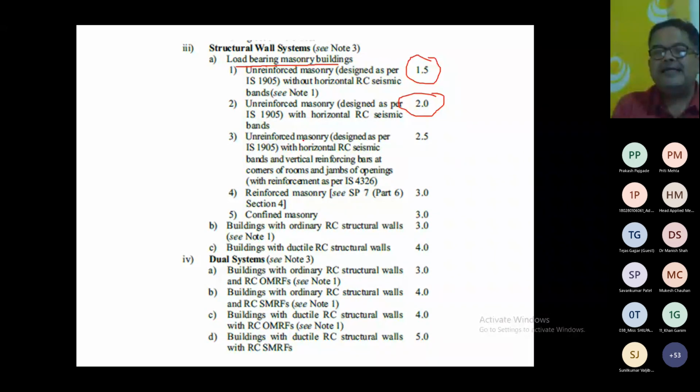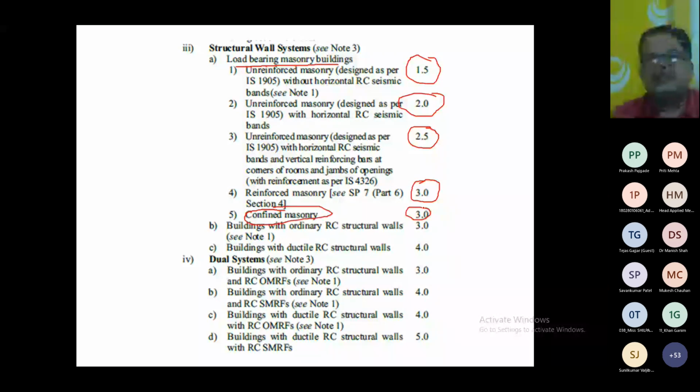Unreinforced masonry designed with horizontal RC band and vertical reinforcing bars. So definitely the band plus vertical reinforcing bar performance is improved. Reinforced masonry, it is good, 3. And confined masonry, here comes this confined masonry, and the value is 3. So as far as the masonry structures are concerned, confined masonry has the highest value of R, right?